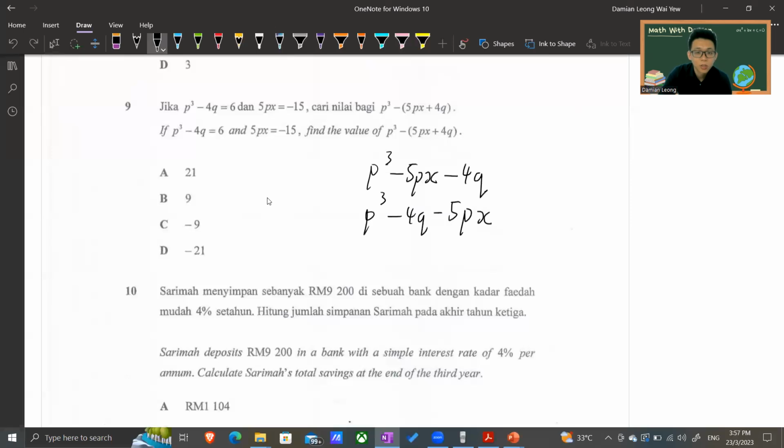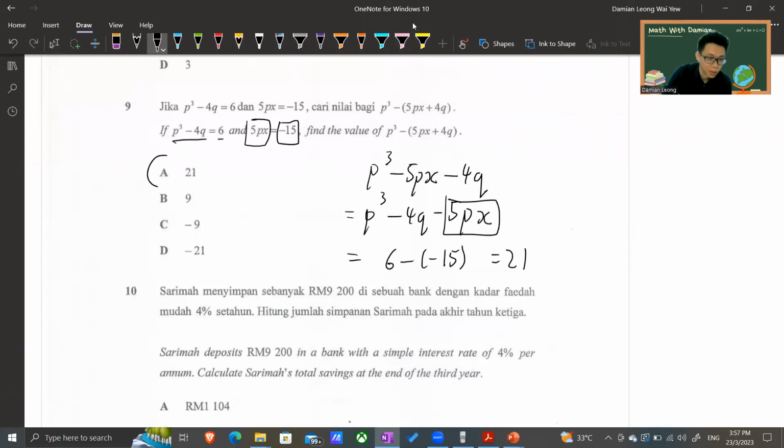So you see here, p cubed minus 4q is the same as this, so I can change it into 6. The 5px should be the same as this, negative 15. So minus negative 15, which we will get 21. So the answer is A.